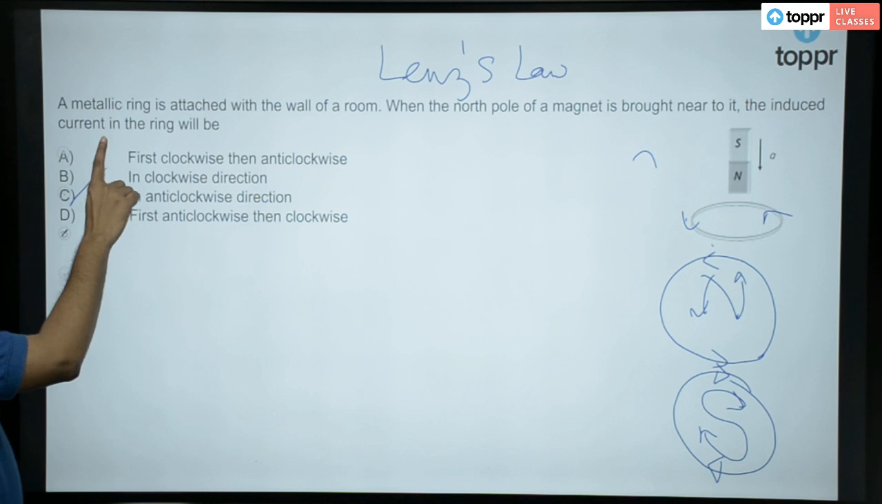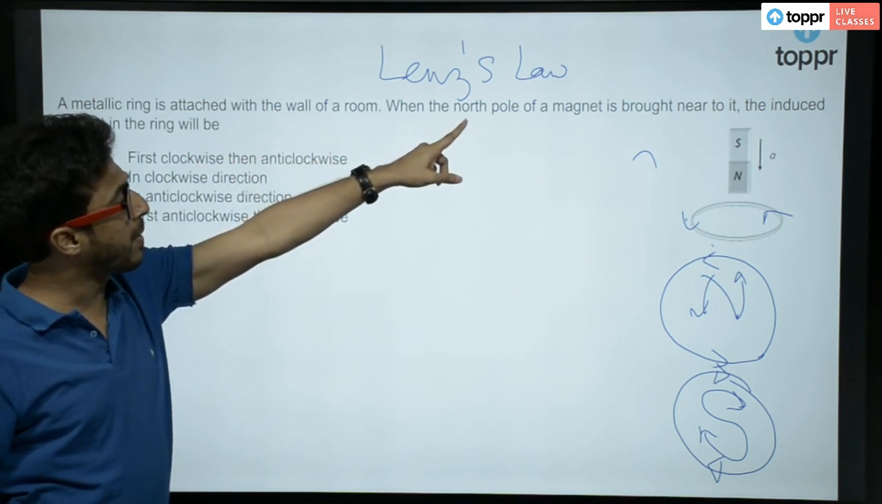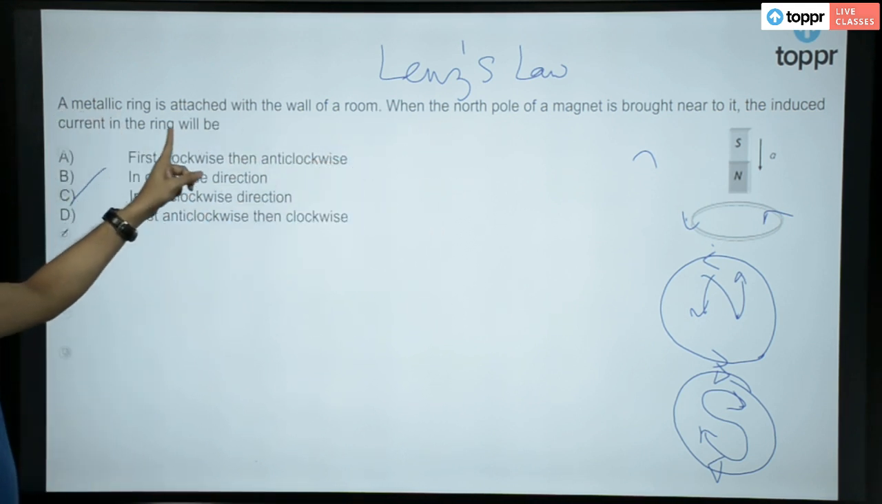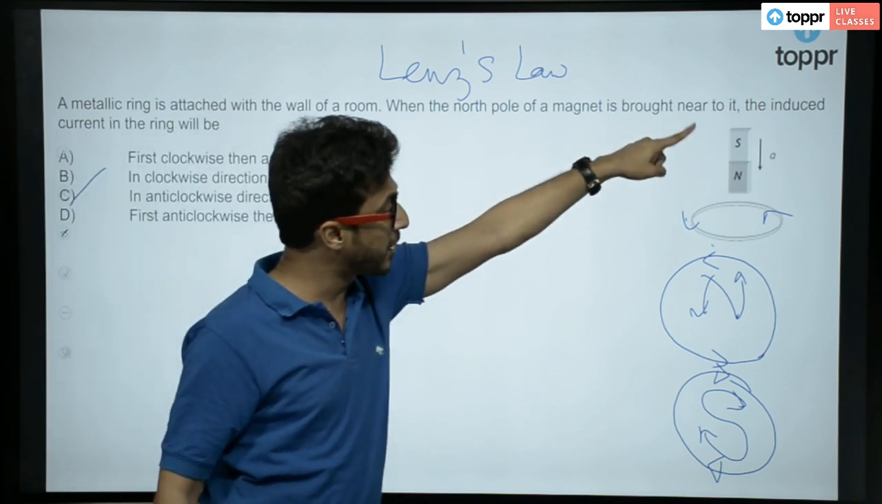So, a metallic ring is attached with the wall of a room. When the north pole of the magnet is brought near to it, the induced current in the ring will be first... north pole.